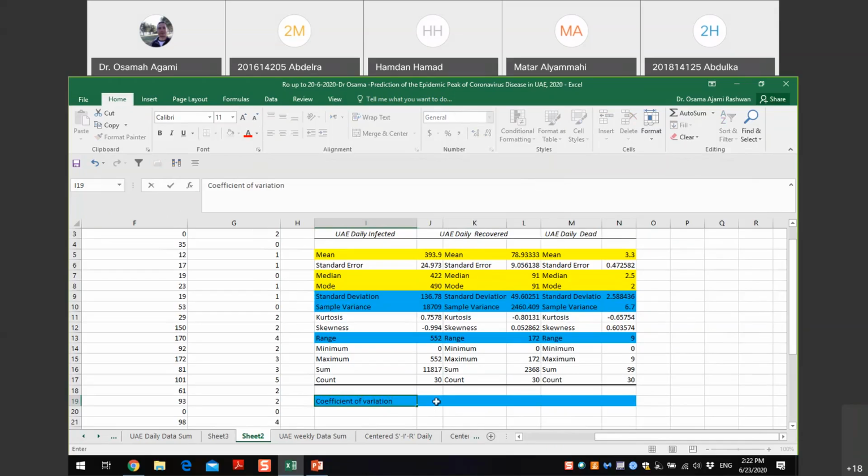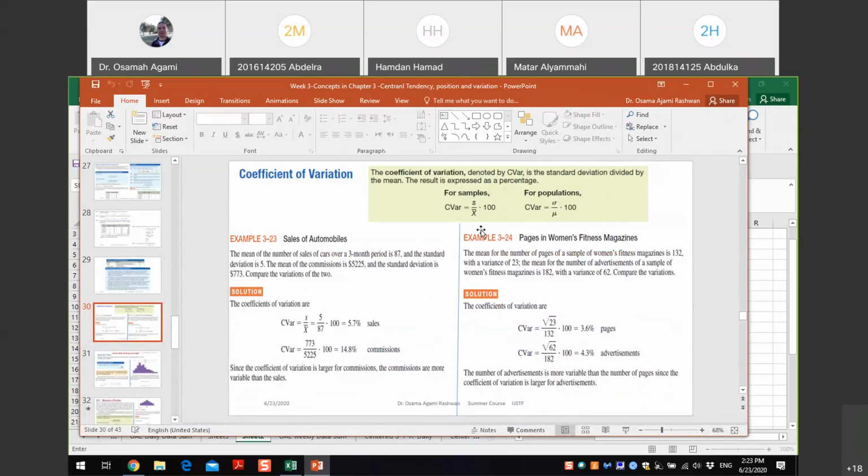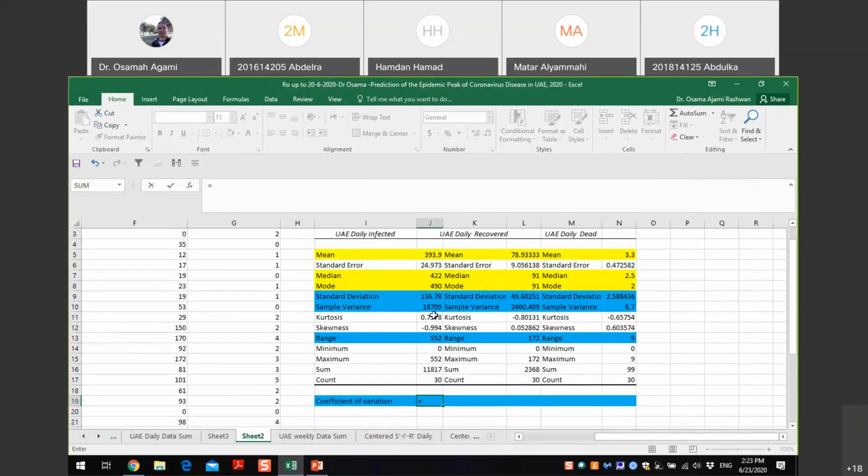Okay, so how to do it for the first one, daily infected? Press equal. I just remind you again, you divide the standard deviation over the mean, right? So I'll go for the standard deviation, here it is, and make divide, and by what? By the mean, this one.